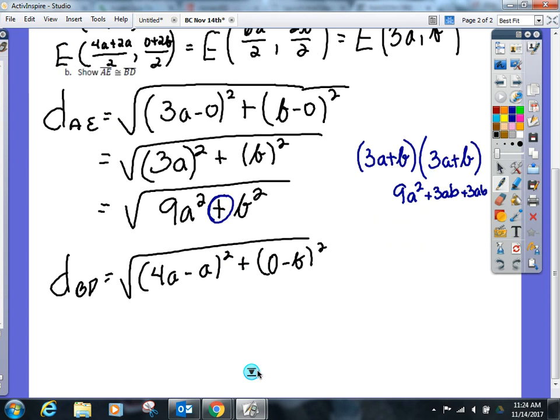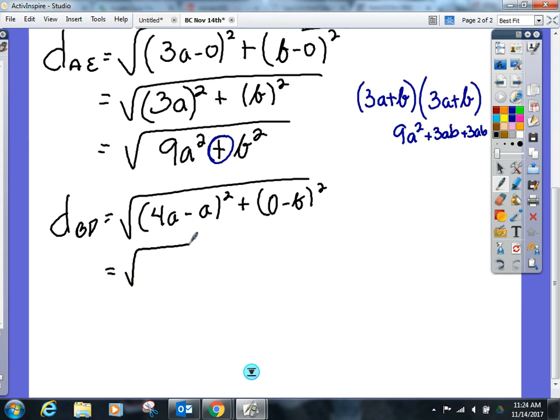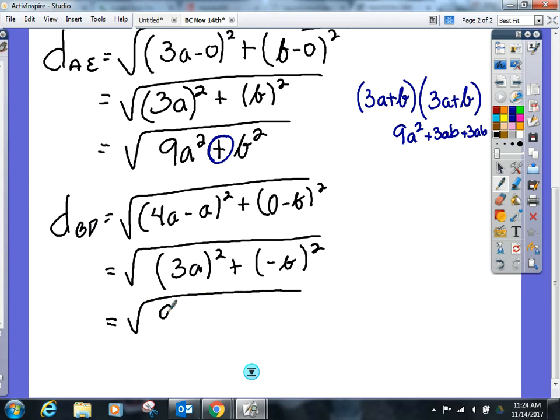All right. What do you get inside this first parenthesis with the x's? 4A minus A? 3A. Make sure it's still in parentheses squared. What about over here? Well, negative B, right? And then what happens? You get 3A all squared, which we know is 9A squared. And what happens when you square a negative? Positive, and we already talked. You cannot, because of the addition sign, I cannot take the square root. So what do you notice? Same distances.